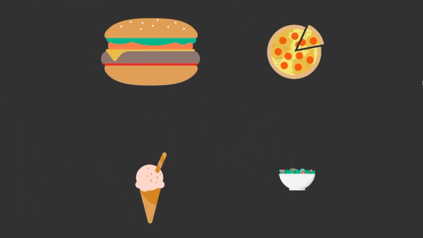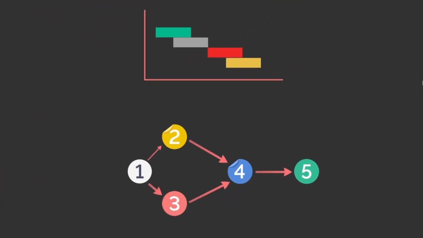The next element of operations process is sequencing and scheduling. Sequencing refers to the order in which tasks are done in the operations process. Scheduling involves deciding when each task will be completed, and there are two tools used to help with this.